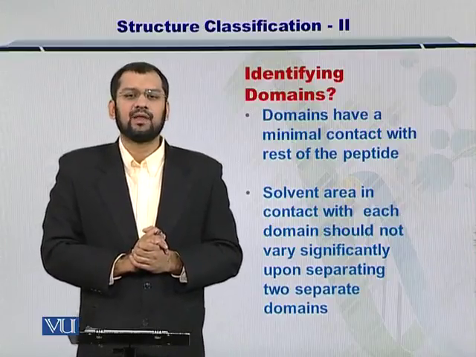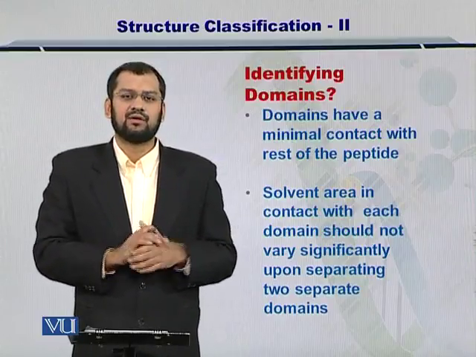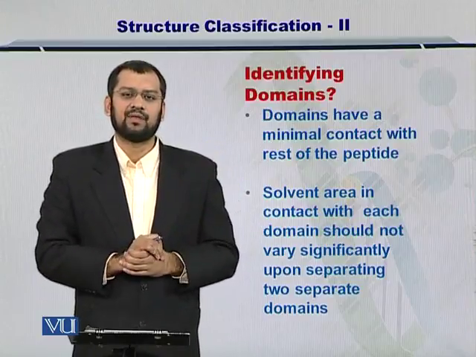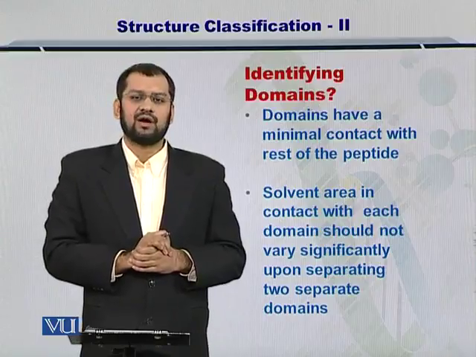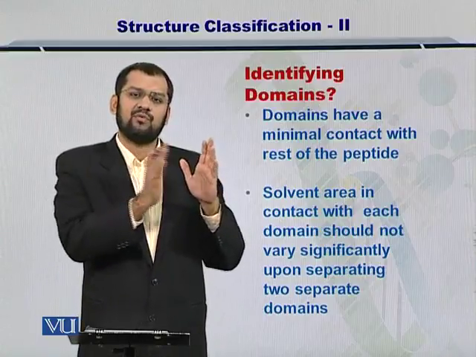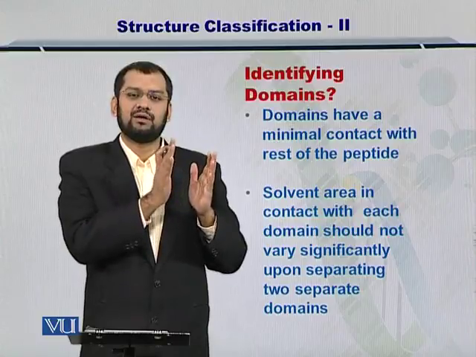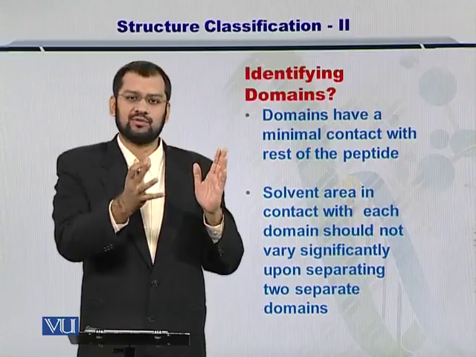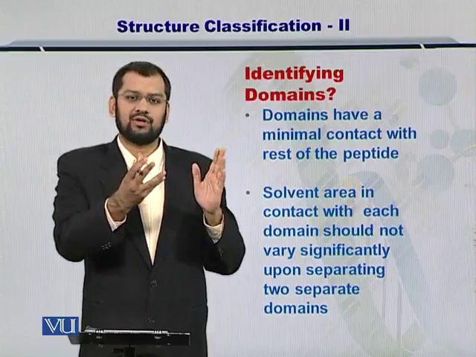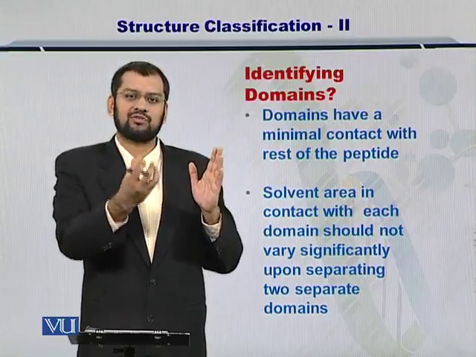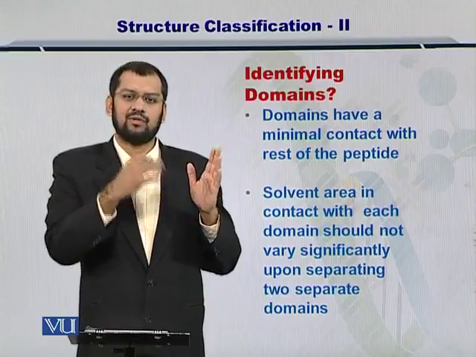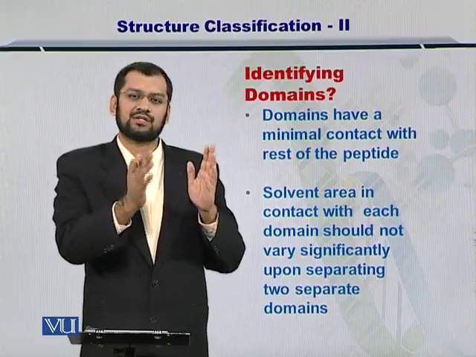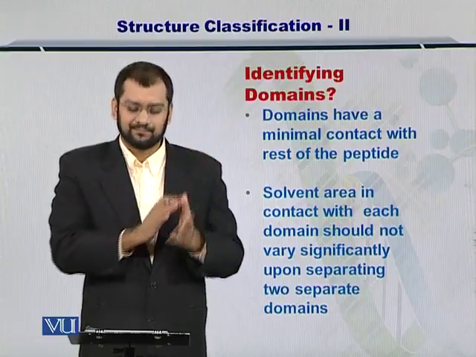Next, if you want to look at the overall protein and the domain that is there inside it, another criterion would be that the domain would have very little contact with the rest of the protein. So it will be something semi-autonomous. It will be functional on its own. It will be having lots of hydrogen bonds with itself. It will be having a hydrophobic core, and it will not be having lots of interactions with the rest of the protein or peptide.